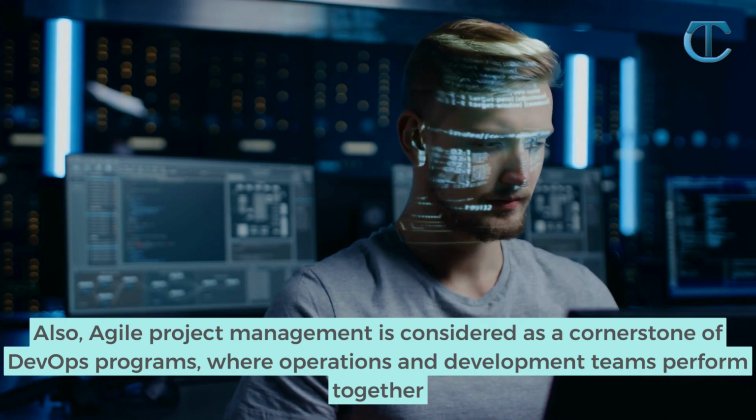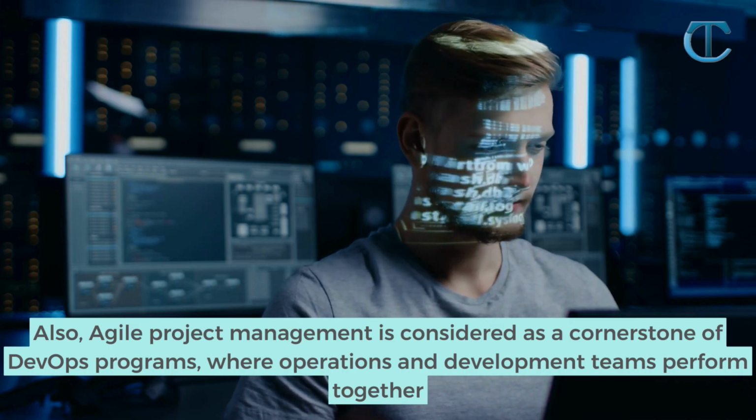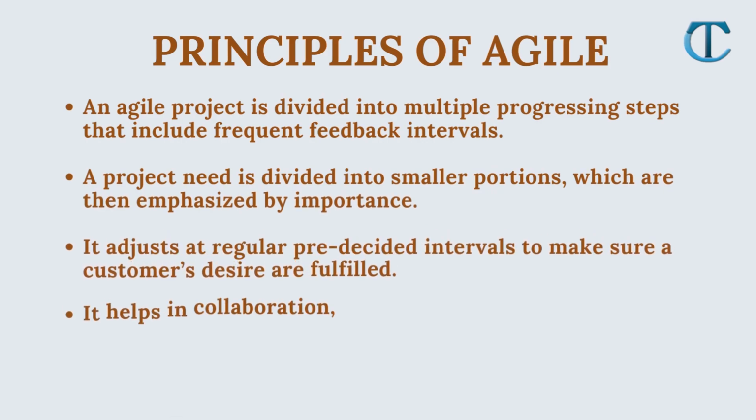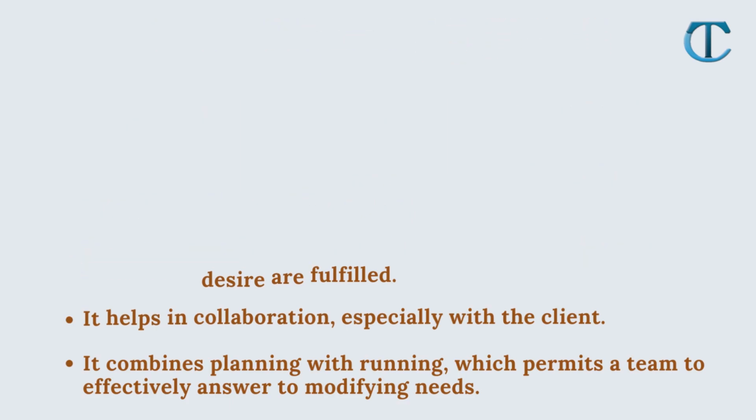Also, Agile project management is considered a cornerstone of DevOps programs, where operations and development teams perform together. Principles of Agile. An Agile project is divided into multiple progressing steps that include frequent feedback intervals. A project need is divided into smaller portions, which are then prioritized by importance. It adjusts at regular pre-decided intervals to make sure a customer's desires are fulfilled. It helps in collaboration, especially with the client. It combines planning with running, which permits a team to effectively answer changing needs.